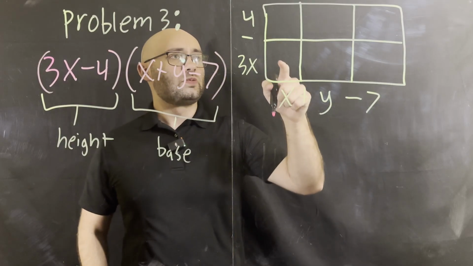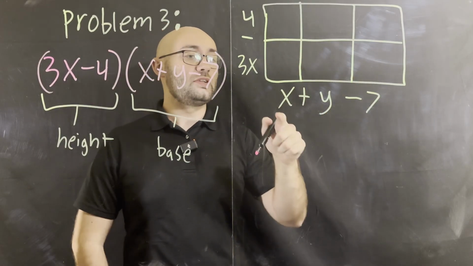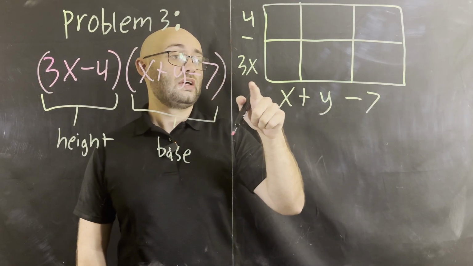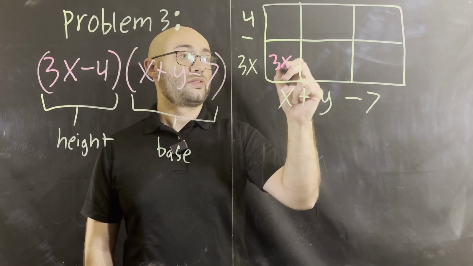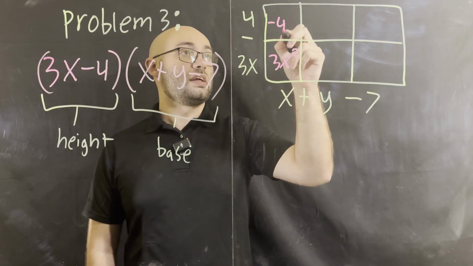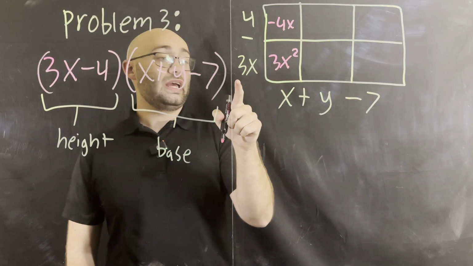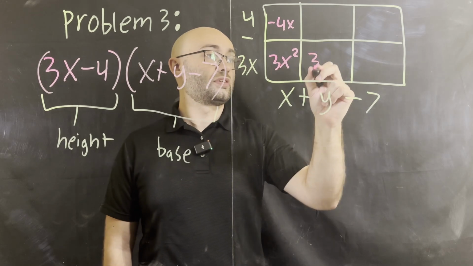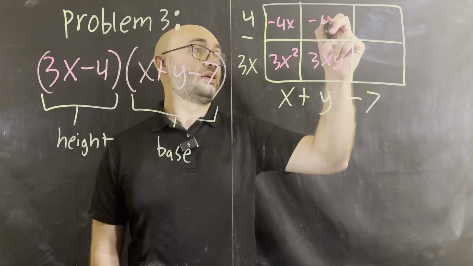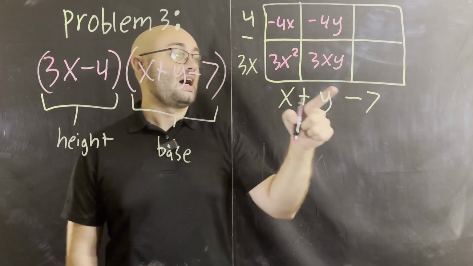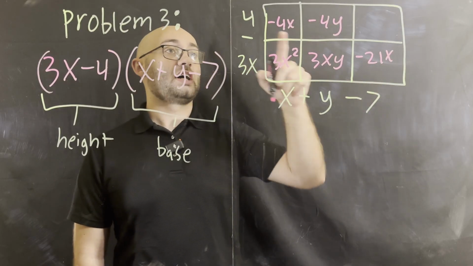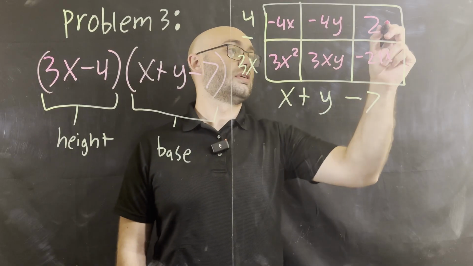Once again, we're going to go to each individual little rectangle and do the base times the height. So we got x times 3x. So x times 3x is 3x squared. X times negative 4 is negative 4x. And then we got 3x times y, which is 3xy. Y times negative 4, negative 4y. 3x times negative 7, so negative 21x. And negative 7 times negative 4, positive 28.